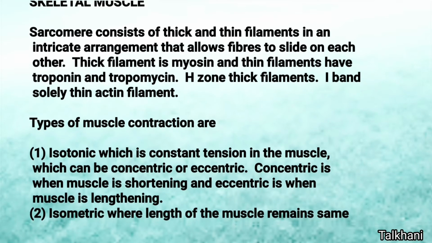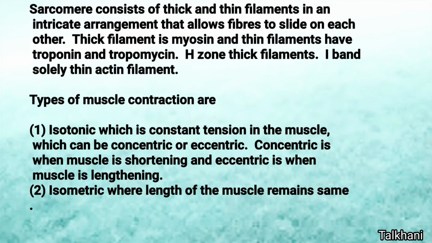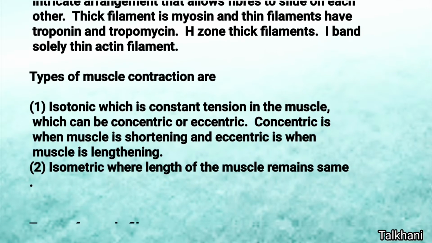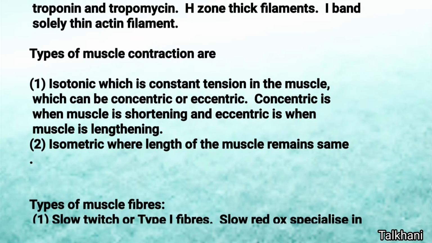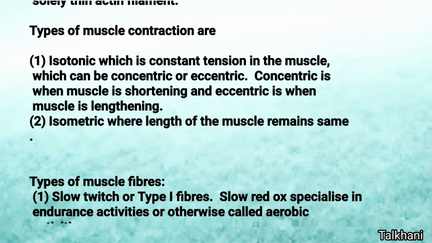Types of muscle fibers are: number 1, slow twitch or type 1 fibers, which take part in endurance activities, otherwise called aerobic activities. Fast twitch or type 2 fibers take part in anaerobic activities, particularly in sprinters.